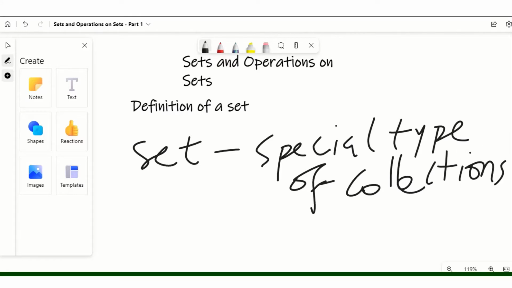They have common characteristics, a common feature that runs through all the members of the set. Now let's take, for example, the days of the week. So we have Sunday, Monday, Tuesday, Wednesday, Thursday, Friday, and Saturday. Now that is one set. This is one collection.